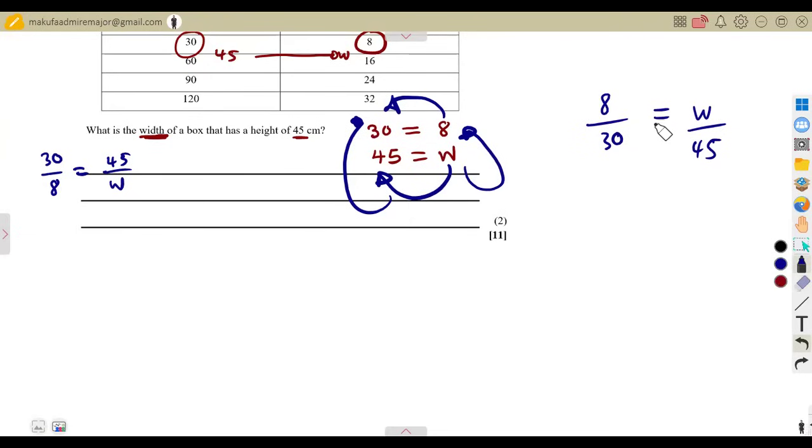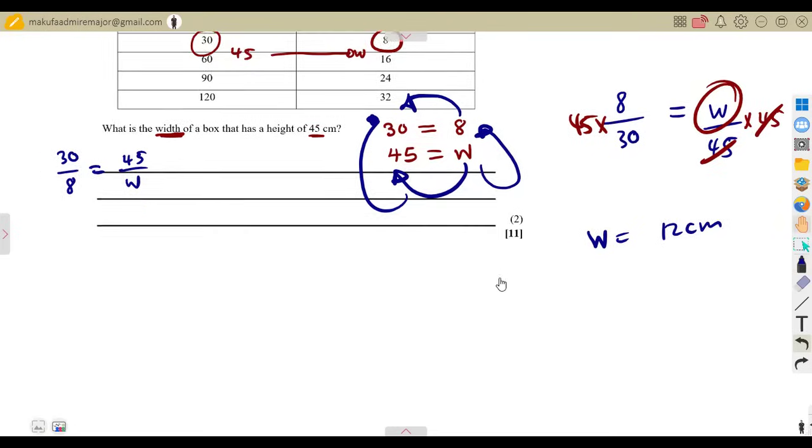So how do I calculate W? From here, I can do the cross multiplication, or I can just multiply by 45. To remove this 45 here, I multiply by 45 on both sides. So this cancels, meaning our W is going to be equal to this times 45, which gives you 12 centimeters.